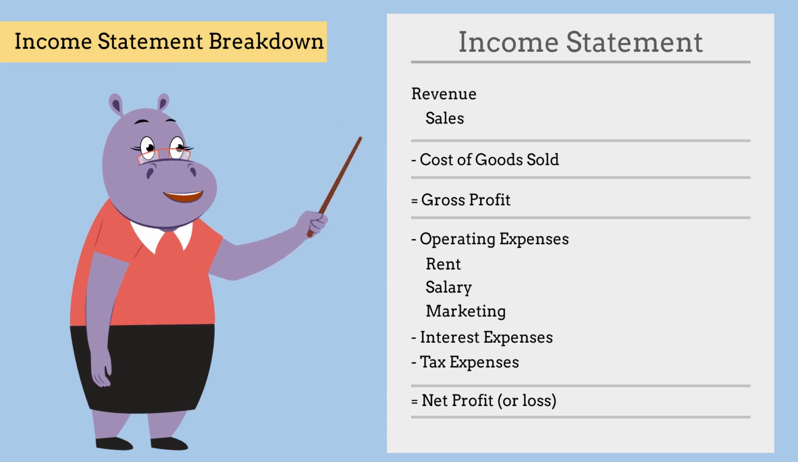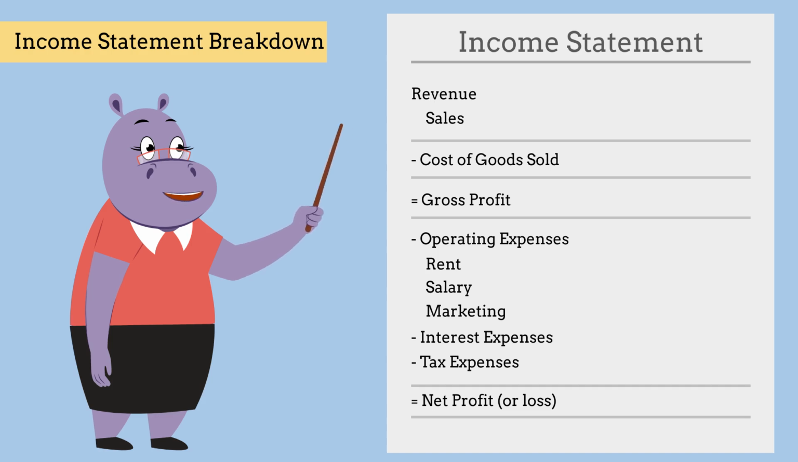Let's break down the main parts of an income statement. We start with revenue at the top. This is all the money a company earns from sales, such as selling its products or services. Cost of goods sold are the direct costs of producing products or services, such as raw materials. After we have subtracted cost of goods sold, we are left with our gross profit, which shows how efficient the company is at selling its goods or services.